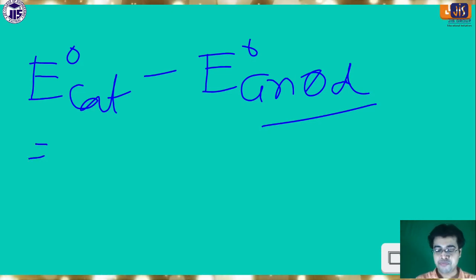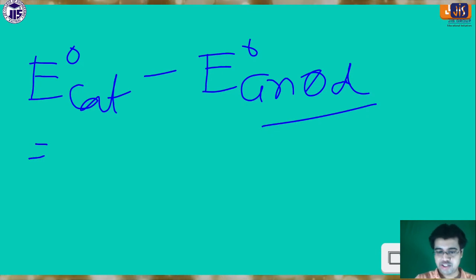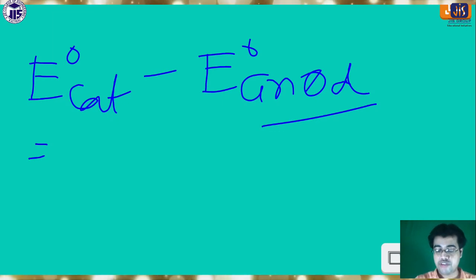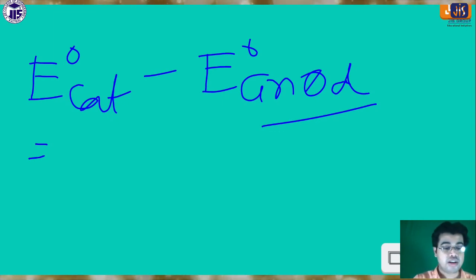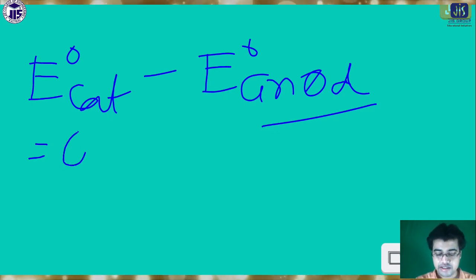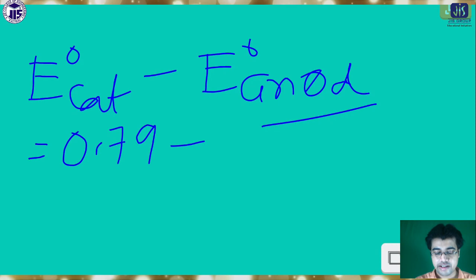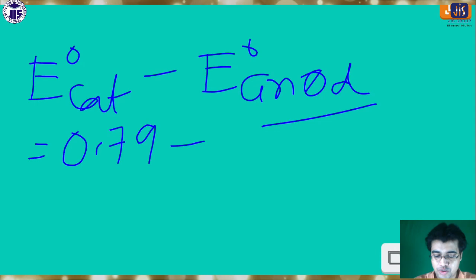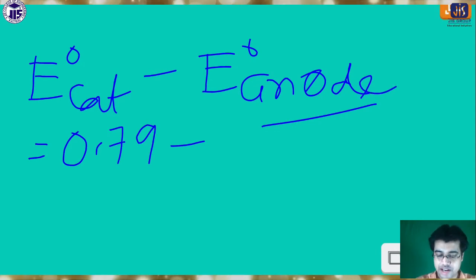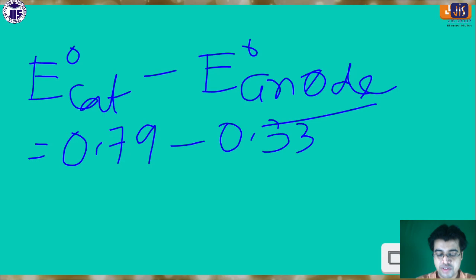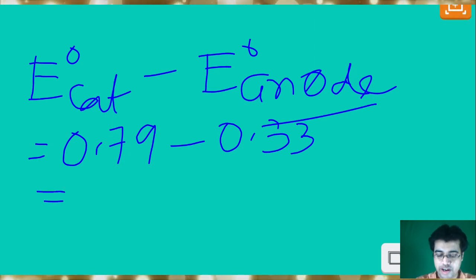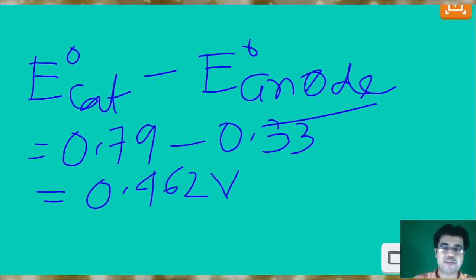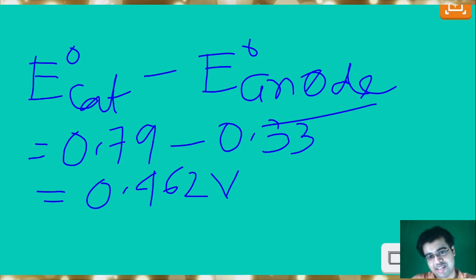What is the potential given? 0.80, I think, okay. So if it is 0.79, then just write down 0.79 minus what is the value of copper? This acts as an oxidant or anode. So here it is 0.79 minus 0.33. So the value will be 0.462 volt.